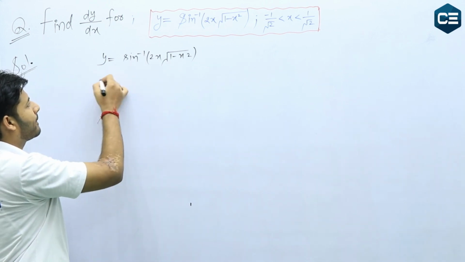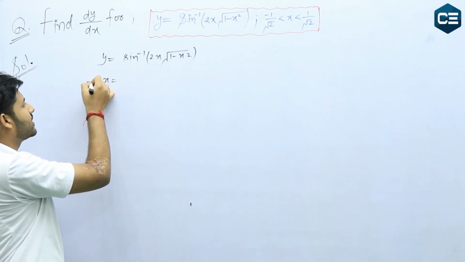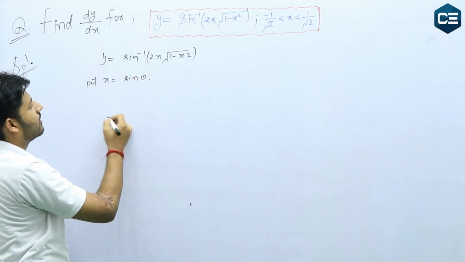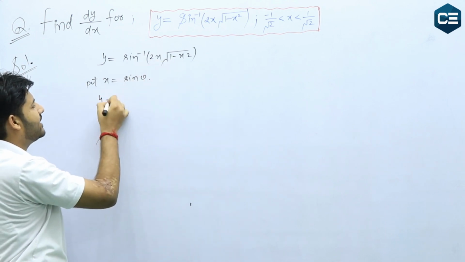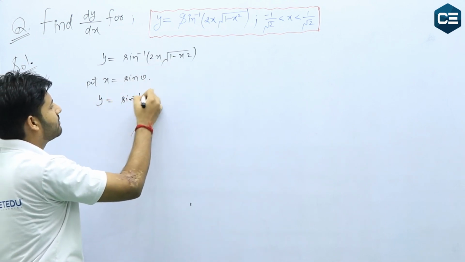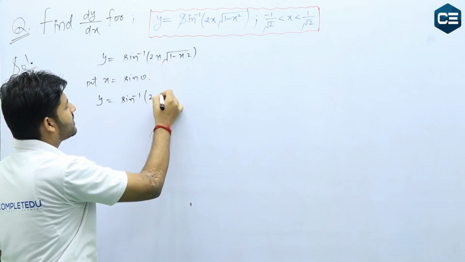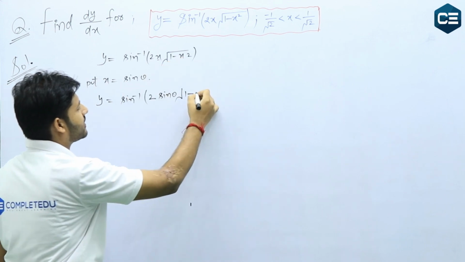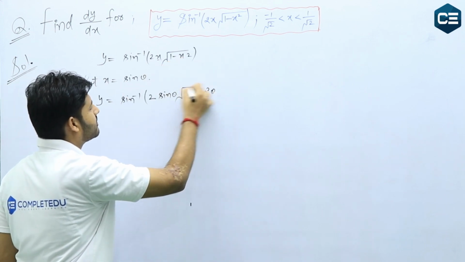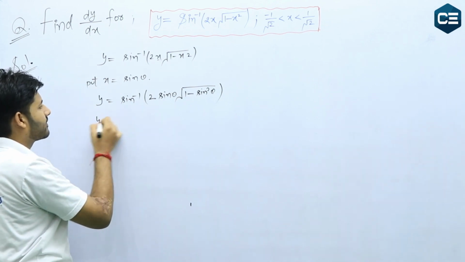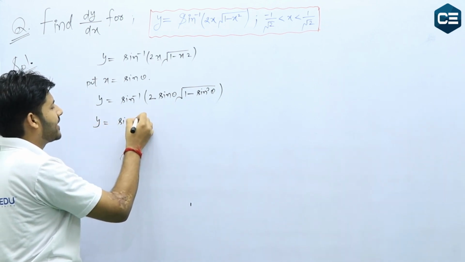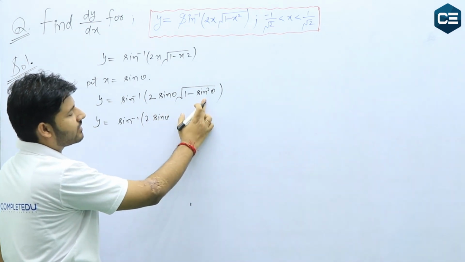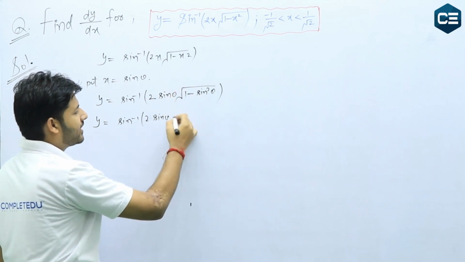Here we substitute, or we say put, x equals sine theta. On substituting this value, we get y equals sine inverse of 2 sine theta, and square root of 1 minus x square means 1 minus sine square theta. On solving ahead, we get y equals sine inverse of 2 sine theta, and 1 minus sine square gives cos square, and the square root cancels out, we get cos theta.